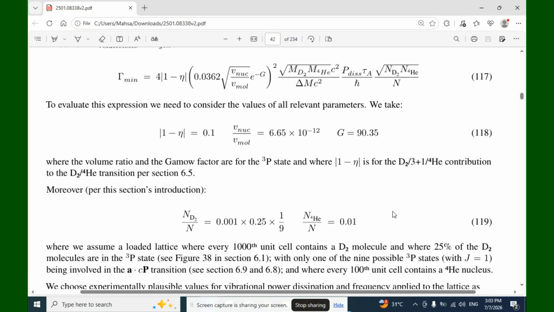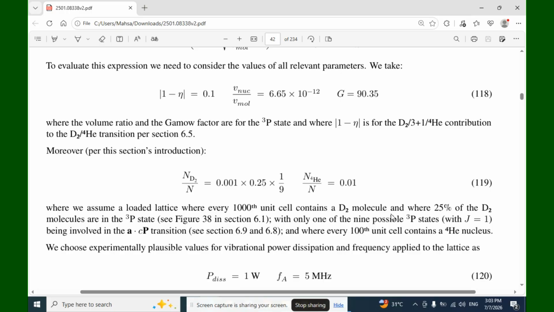To evaluate these expressions, we need to consider the values of all relevant parameters. We take absolute 1 minus eta is equal to 0.1. Nu nuclear divided by nu molar is equal to 6.65 multiplied by 10 to the power of minus 12. G is equal to 90.35, where the volume ratio and gamma factor are for the Petri state, and where absolute 1 minus eta is for the deuterium divided by 3.1 helium-4 contribution to the deuterium helium-4 transition per section 6.5.